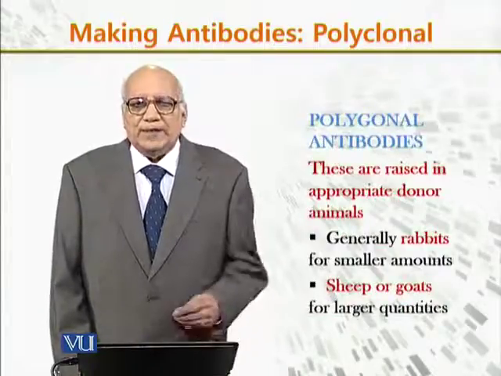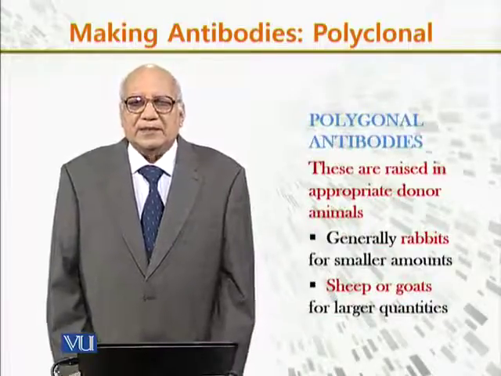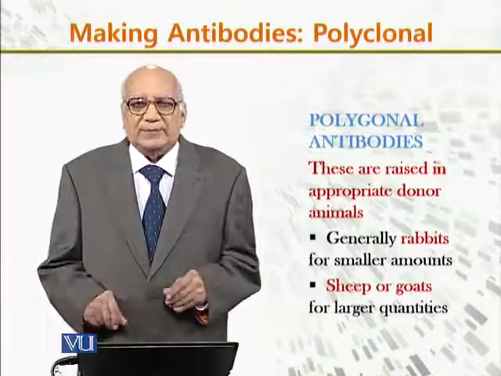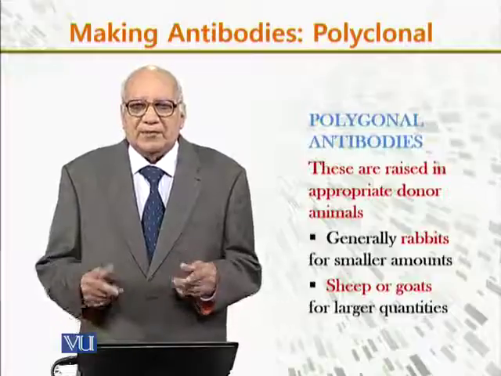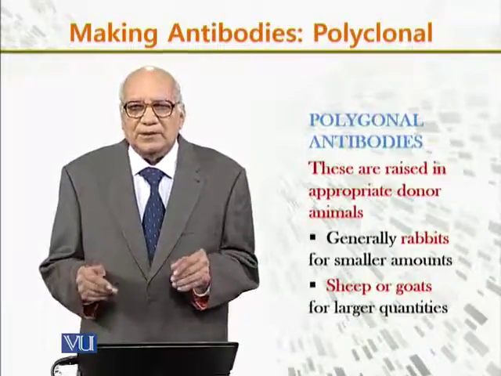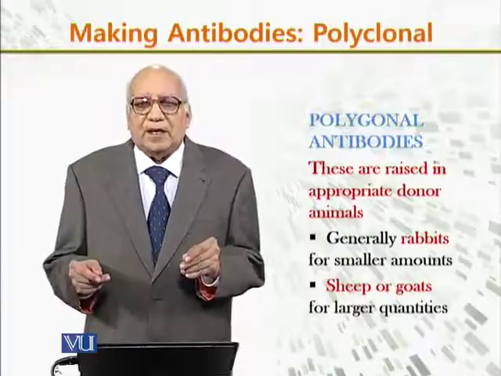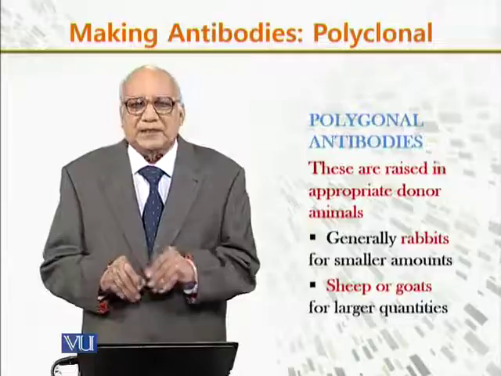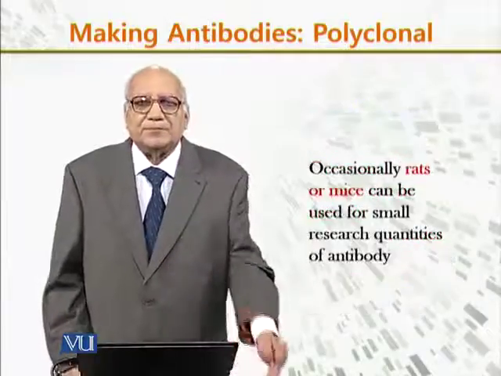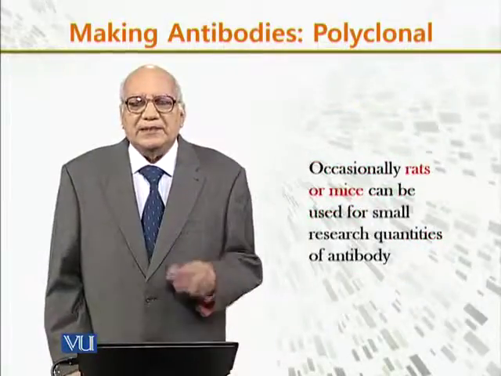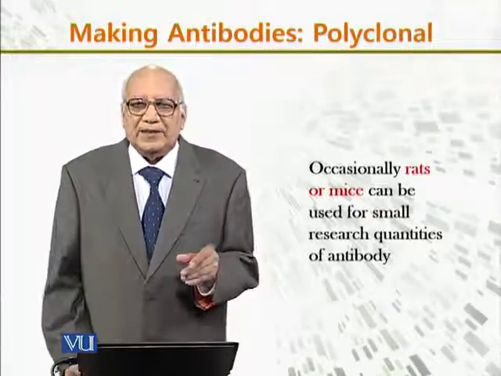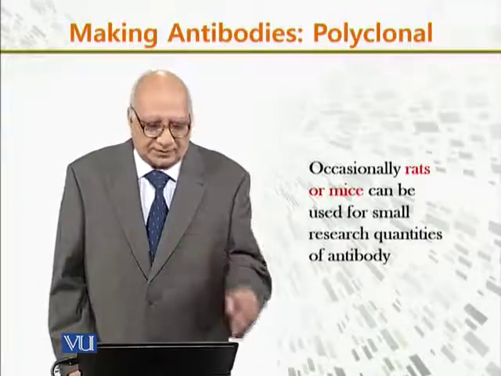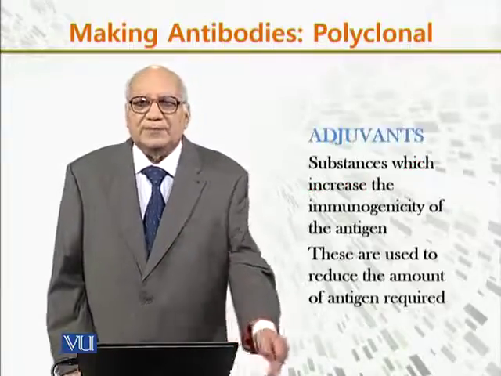Now, polyclonal antibodies are raised in appropriate donor animals. The donor animals are generally rabbits for smaller amounts. Then sheep or goats can be used for larger quantities of antibodies. Occasionally, rats or mice, smaller animals, can be used for small research quantities of antibodies.